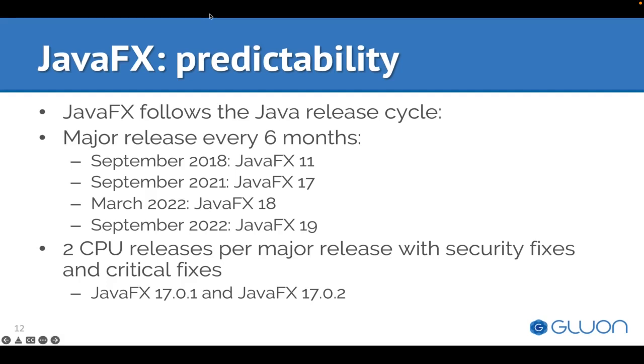JavaFX is very predictable. The release cycle follows the same release cycle as the OpenJDK releases, which means that there are major releases every 6 months. And doing so, you can easily calculate when JavaFX 11 was released, or when JavaFX 21 will be released. So JavaFX 17, for example, was released in September 2021. And JavaFX 18 will be released in March 2022.